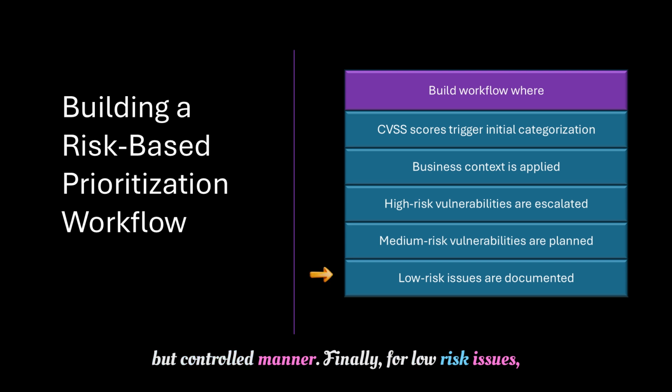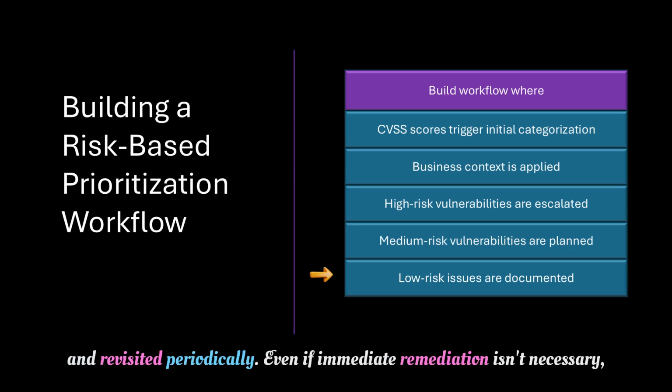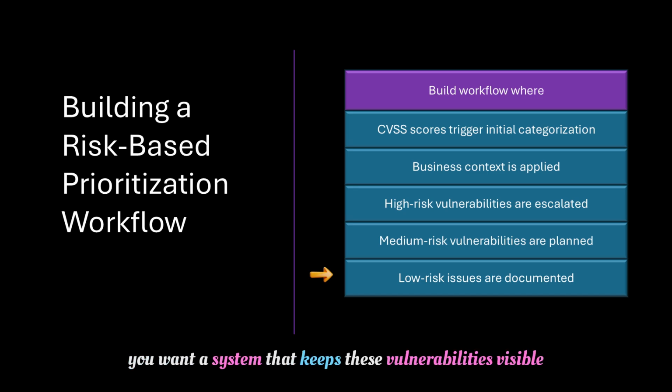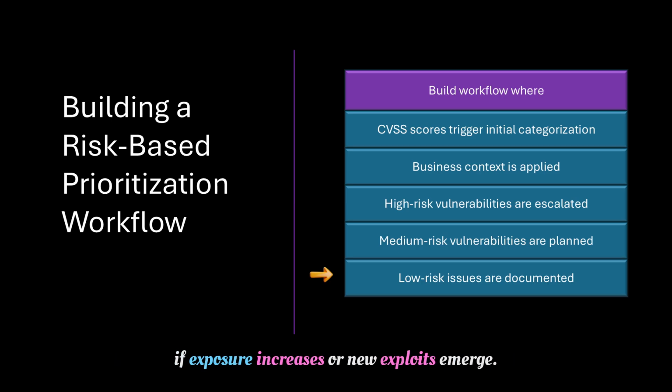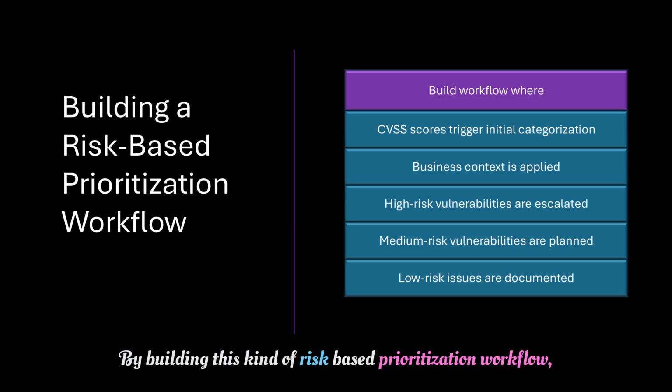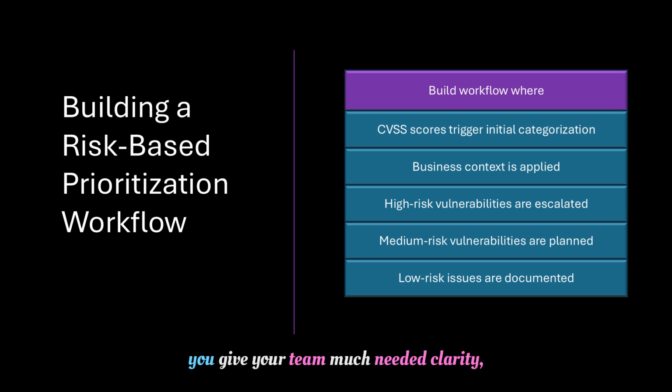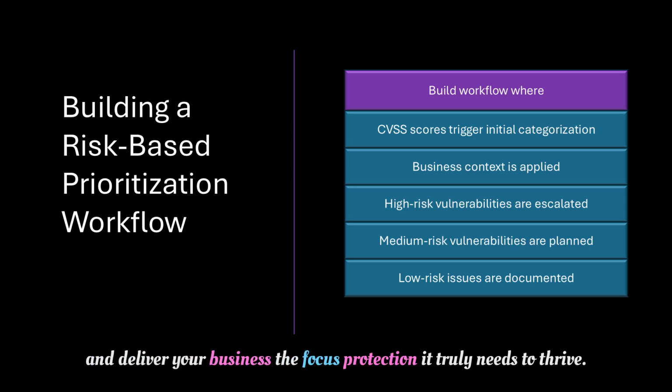Finally, for low-risk issues, you need to ensure they are documented, tracked, and revisited periodically. Even if immediate remediation isn't necessary, you want a system that keeps these vulnerabilities visible, because context can change, and today's low risk could become tomorrow's threat if exposure increases or new exploits emerge. By building this kind of risk-based prioritization workflow, you give your team much-needed clarity, provide your leadership with actionable visibility, and deliver your business the focused protection it truly needs to thrive.